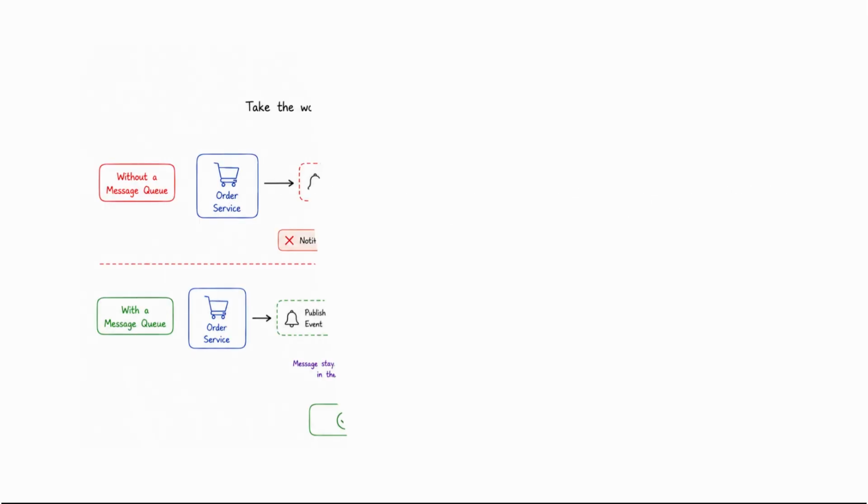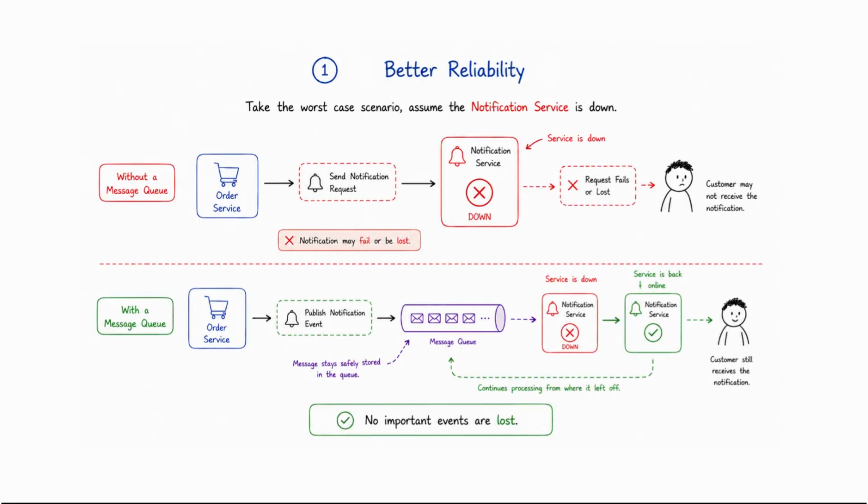First is better reliability. Take the worst case scenario. Assume the notification service is down. Without a message queue, the notification request may fail or it may simply be lost. With a message queue, the message stays safely stored. When the notification service comes back online, it continues processing from where it left off. The customer still receives the notification, no important events are lost.